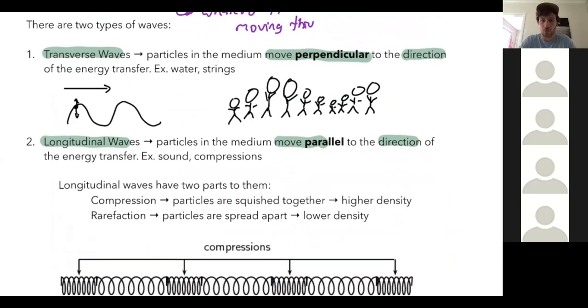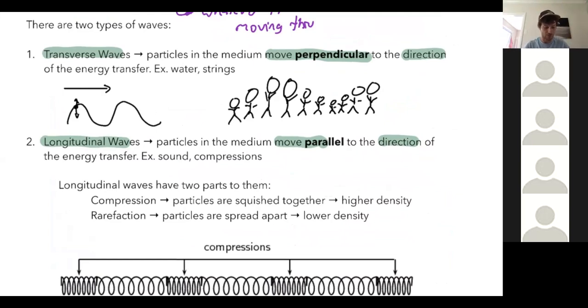Longitudinal waves, we can say there's two parts of them. There's compressions and then there's rarefactions. I've never heard the word rarefaction before in my life, other than when I'm teaching this course. Compression, right? Particles are close together. Rarefaction is the opposite, when they're spread apart.